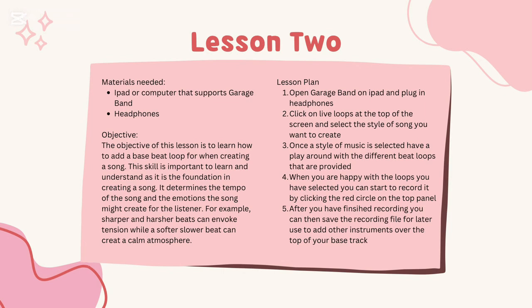When you are happy with the loops you have selected, you can start to record it by clicking the red circle at the top of the panel. After you have finished recording, you can then save the recording file for later use to add other instruments over the top of your bass track.